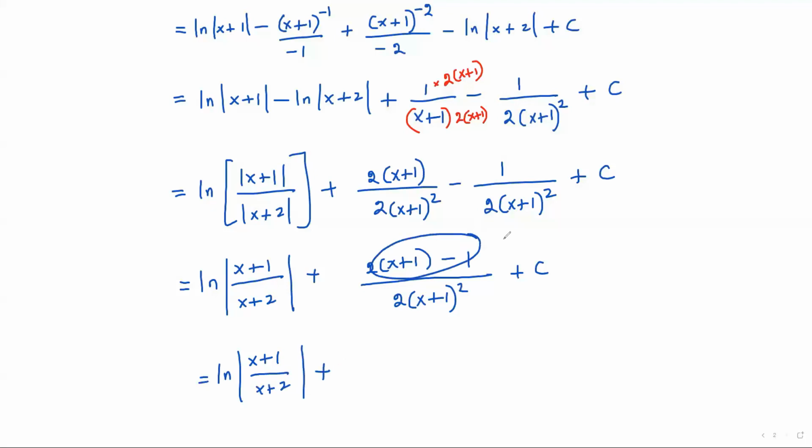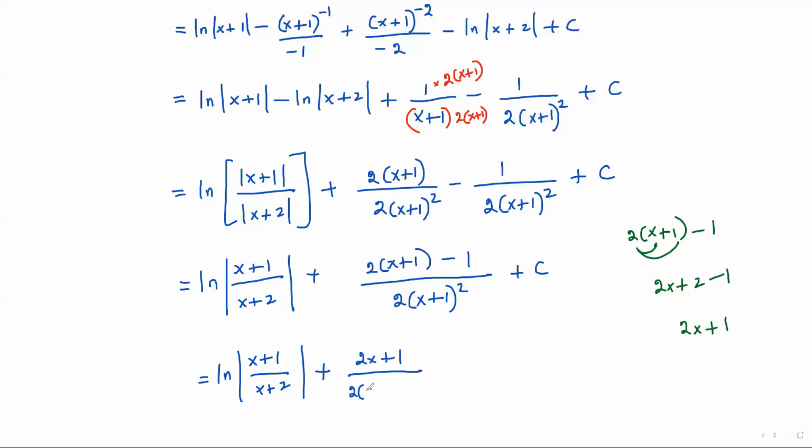So let's simplify this one. It's going to be 2 times (x + 1) minus 1. So 2x, if I distribute 2 to (x + 1), it will be 2x + 2 minus 1. So finally it becomes 2x + 1. So the simplification of this part is 2x + 1 over 2 times (x + 1) squared, plus c. So this is the result of the given integration.